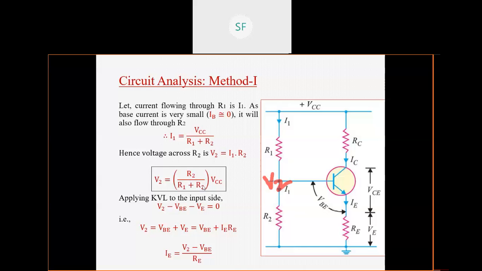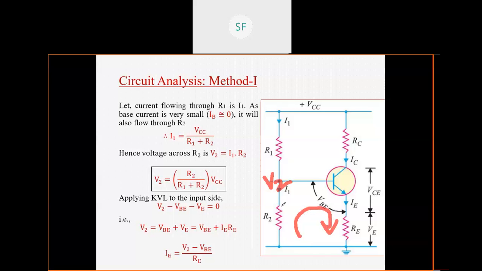So okay, until V2 it is clear. Now we are applying KVL, that is Kirchhoff's voltage law, to the input side. I have already stated what Kirchhoff's voltage law is. Kirchhoff's voltage law states that in any loop, suppose I am considering this loop, the algebraic sum of voltage drops will be equal to 0. This is Kirchhoff's voltage law. The loop is necessary, okay? So you can see here it is forming one loop. So we are applying KVL to this particular loop.